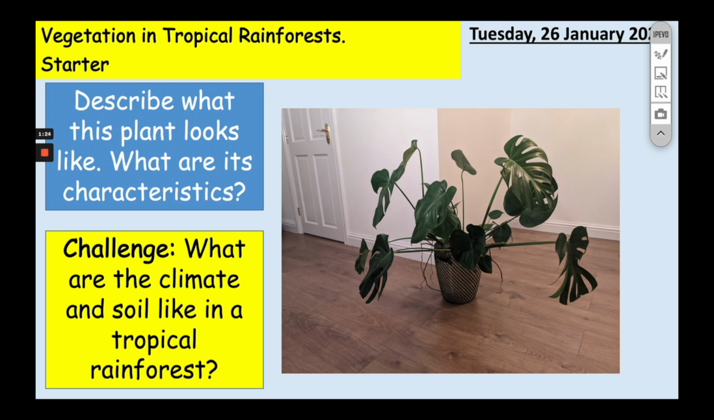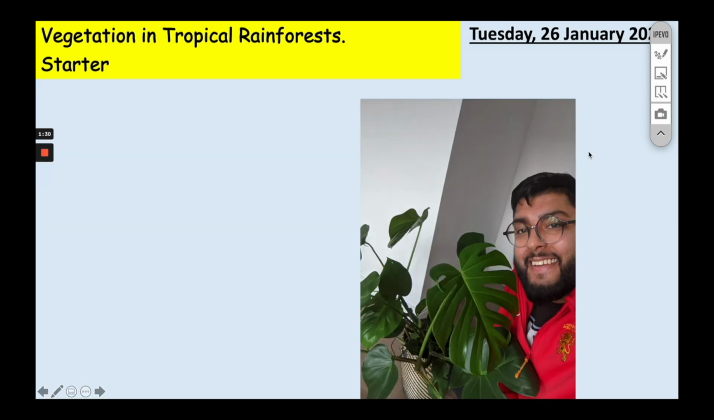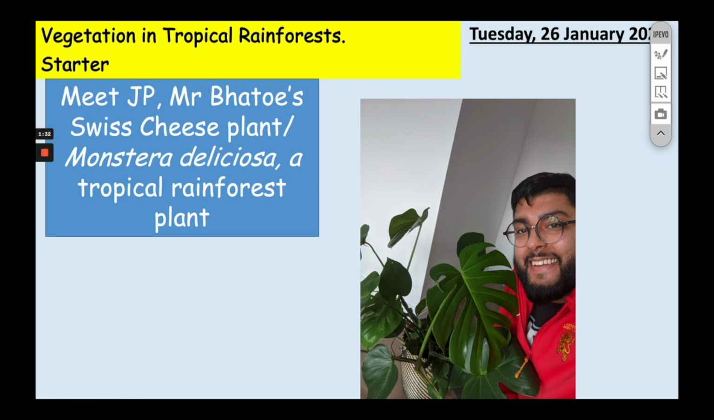Okay then, so you've had your 60 seconds to describe this plant. So I can introduce you to the plant. So there I am, Mr. Bato, and meet JP. So JP is my Swiss cheese plant, or the full name is Monstera deliciosa. And the Monstera deliciosa, or Swiss cheese plant, is a tropical rainforest plant.